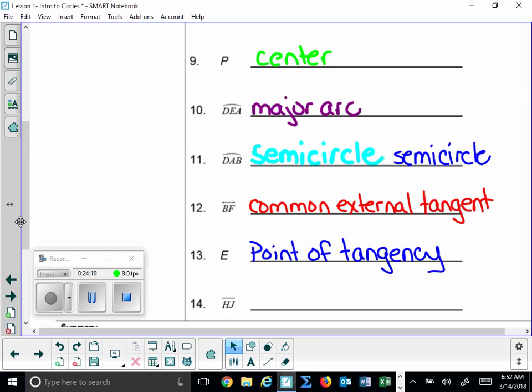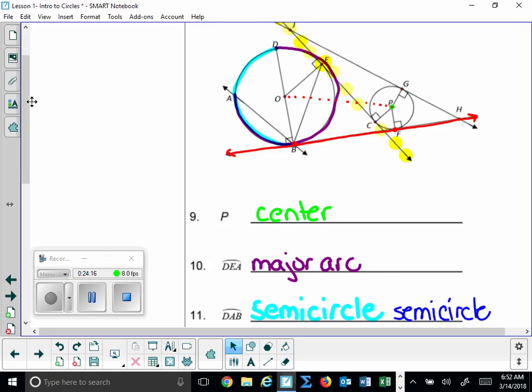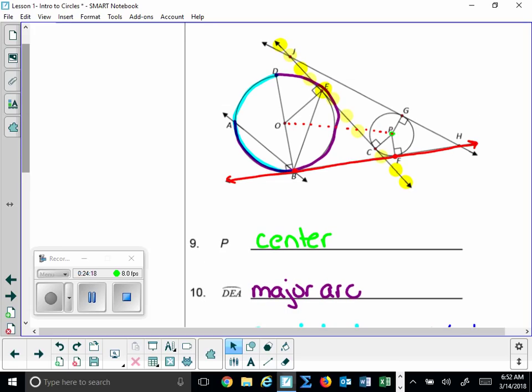HJ looks to be our last one to identify for our notes today. HJ, let's see, here's H. Here's J. What in the world do we have? I'm touching the circle in one point. That makes it a tangent line. It only touches one of the circles, so it's just a plain tangent.